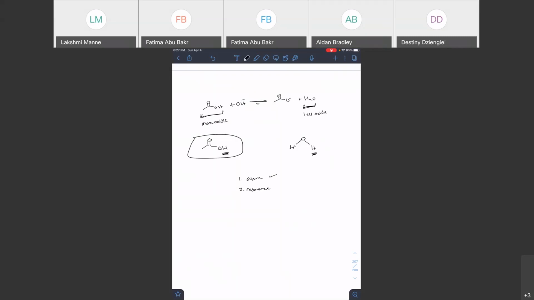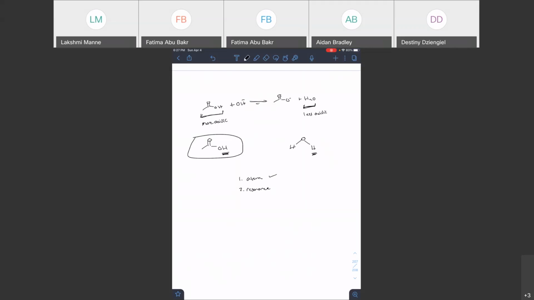But the main part to take home is that the more halogens there are, the more inductive effect there is. So the more halogens, the more acidic it is. Okay. Thank you.